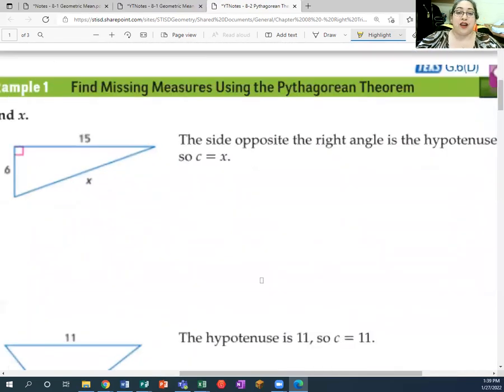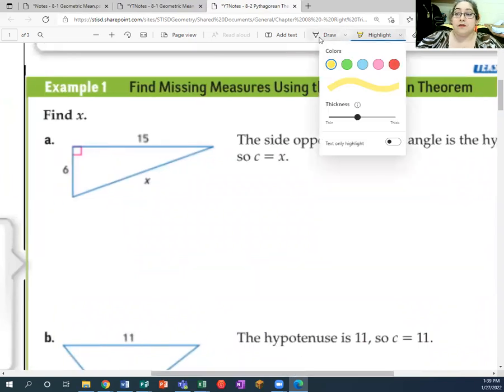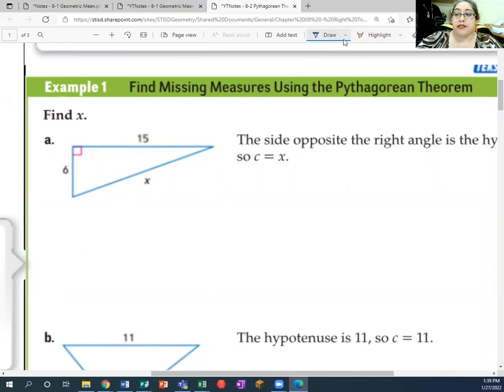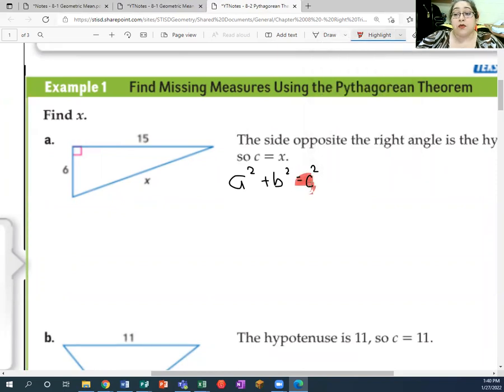So here I have a triangle. It is a right triangle because I see a right angle. And I am going to write out my Pythagorean theorem just so that I have it. a squared plus b squared equals c squared. I have to decide which side is a, which side is b, which side is c. c is always going to be the hypotenuse, and it's always going to be the side directly across from the right angle. Here's my right angle, and so this must be my hypotenuse.